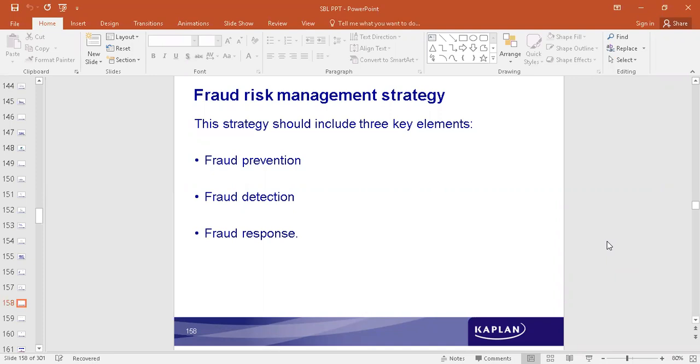Fraud risk management. Okay. So what is fraud? What is error? Anyone? Would you like to share your view about what it means to be fraud, and how do we differentiate between fraud and error? Yes, that's right. Very good. Fraud is intentional and error is unintentional.